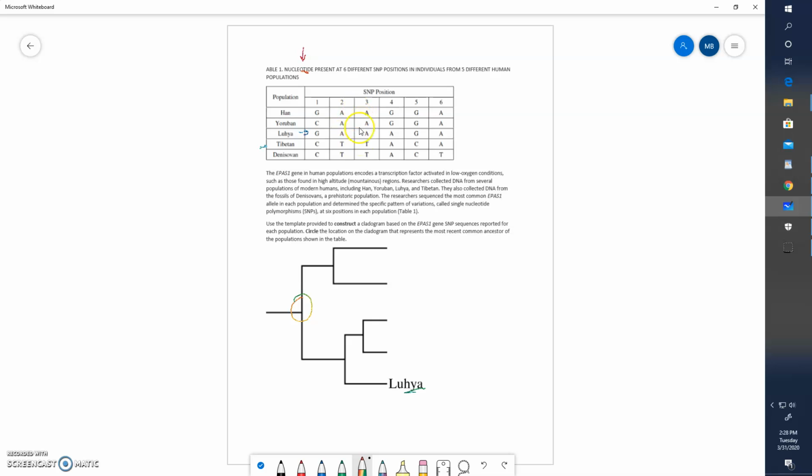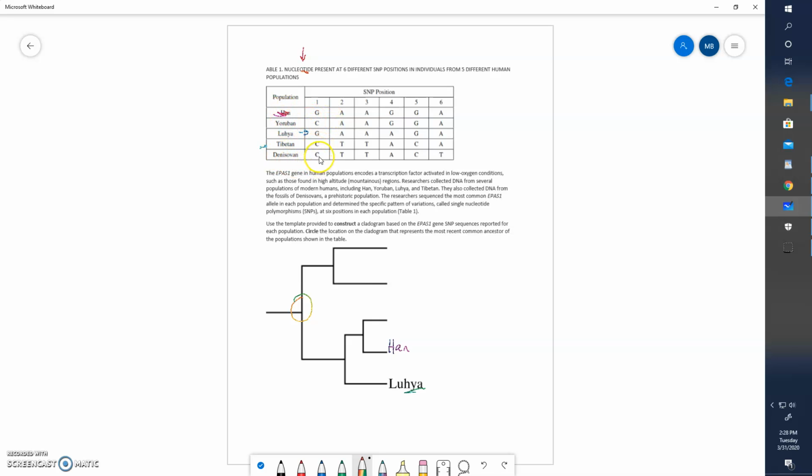G-A, G-A, A. Okay, now there's a G. There's one difference there. There's a G, and there's an A. So everything's the same with this one except for this one G. So I'd write Han, and we start there. And then you go back across the hallway. I figured that one out.